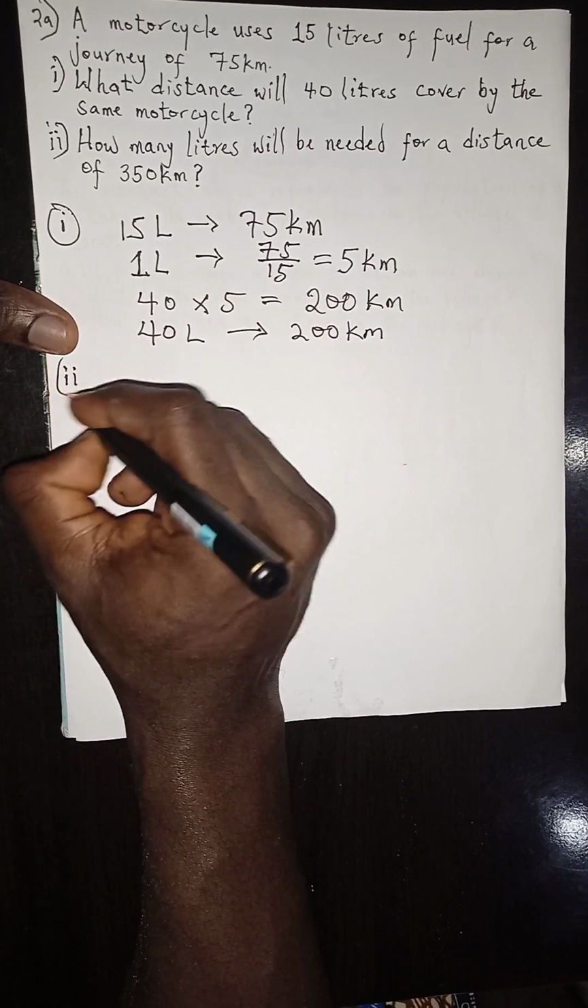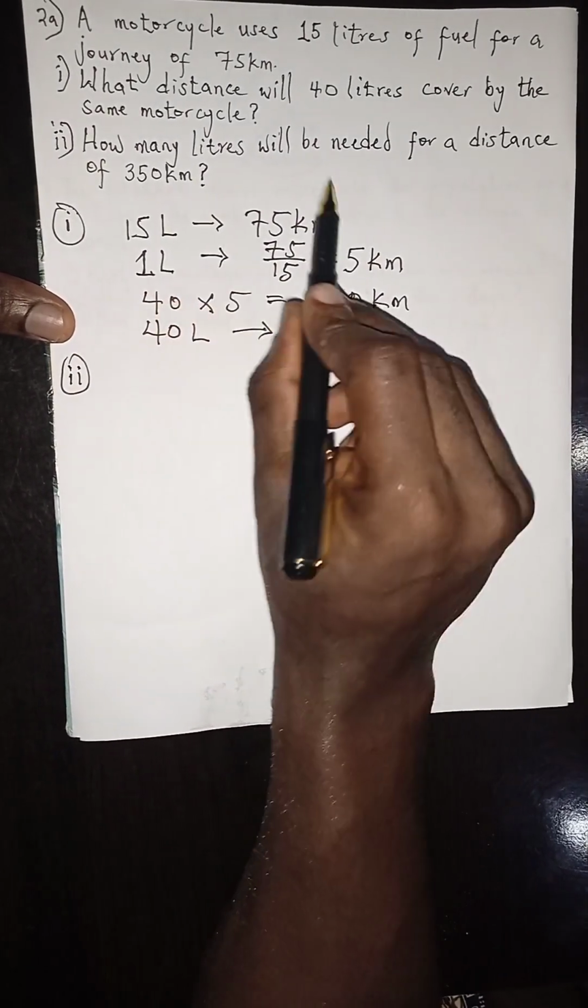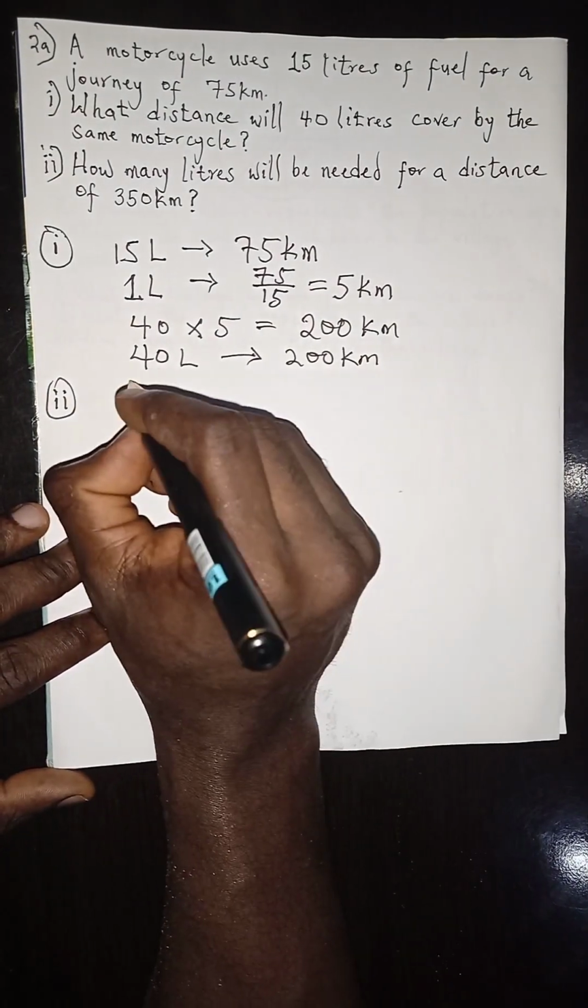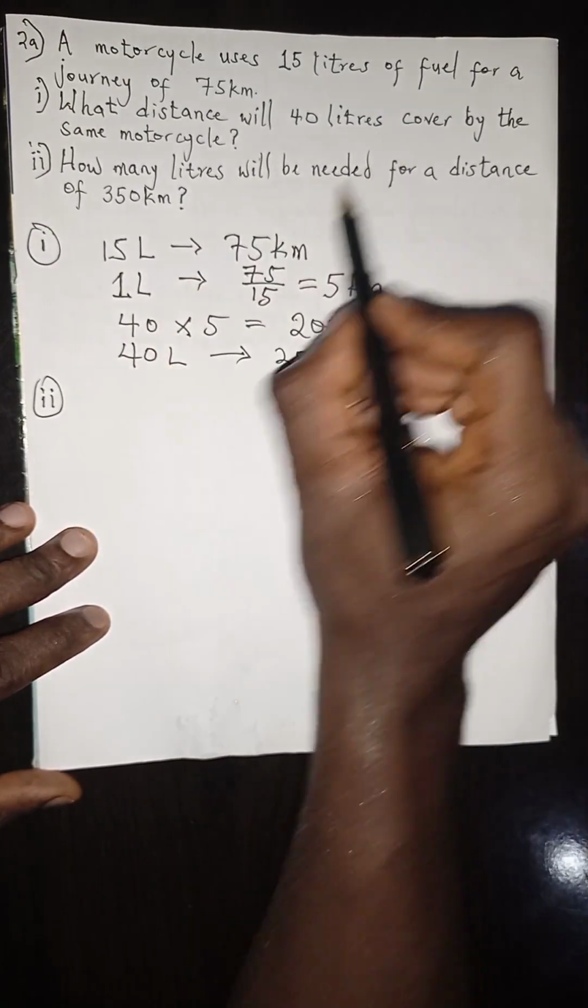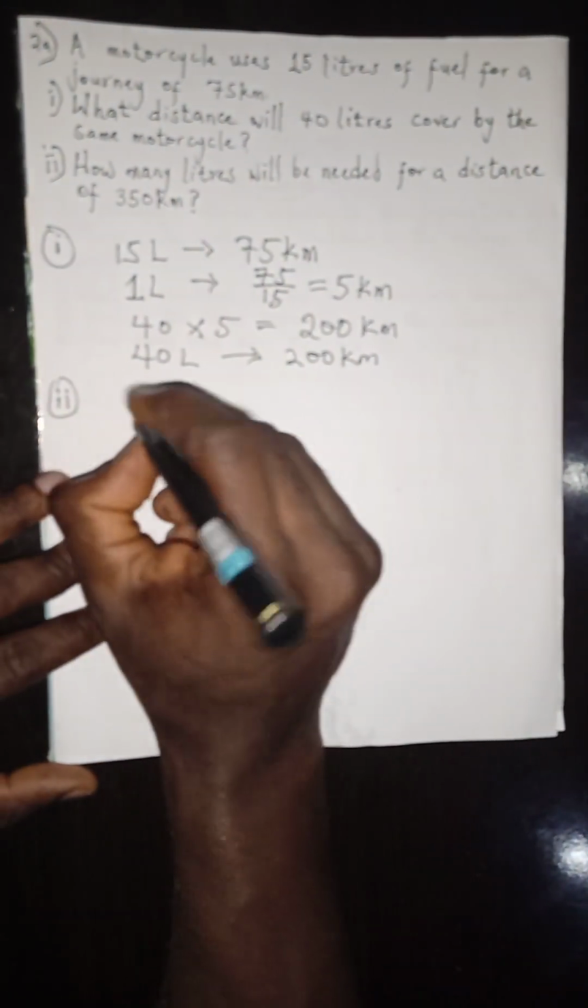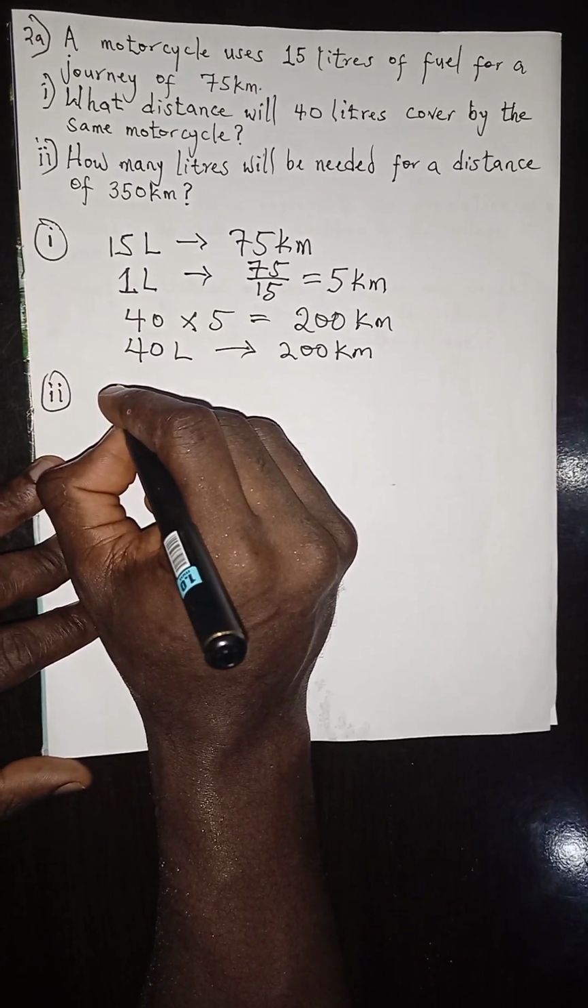That's it. So the second part of the question says how many liters will be needed for a distance of 350 kilometers. So all I need to do is to find out how many liters will be needed for a distance of 1 kilometer. So that's what I'm going to do.